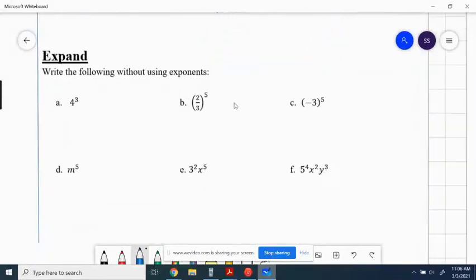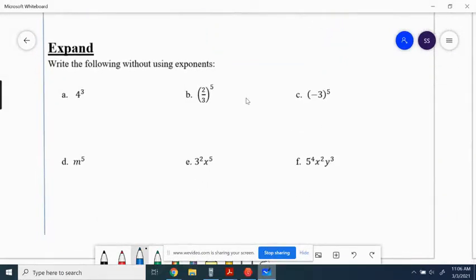So now we're going to be doing the opposite. We're going to expand these out. So what does 4 to the 3rd power mean? That just means 4 times 4 times 4. 2/3 to the 5th means 2/3 times 2/3 times 2/3 times 2/3 times 2/3. C is -5 to the 5th.